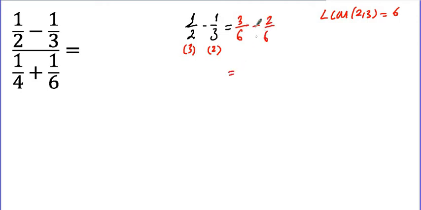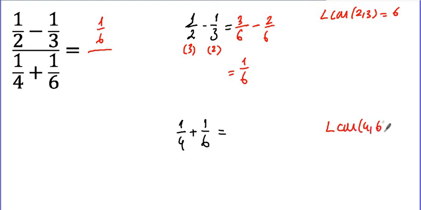So now I can do the subtraction. 3 minus 2 is 1, 1 over 6. So here in the numerator I have 1 over 6. Let's do the denominator. 1 over 4 plus 1 over 6. What is the LCM of 4 and 6? It is 12.